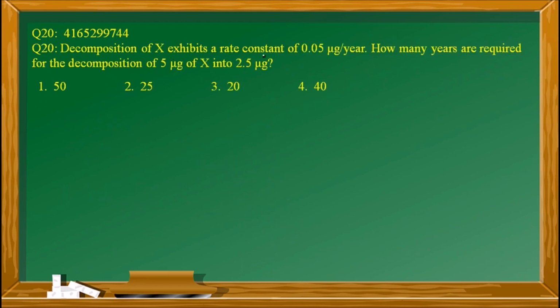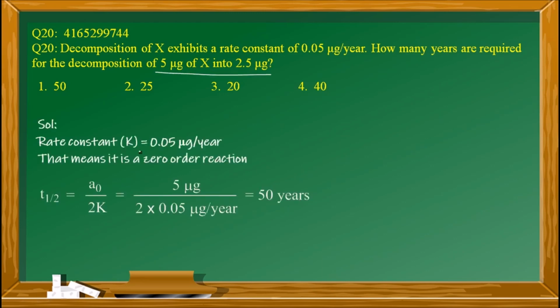Decomposition of X exhibits a rate constant of 0.05 micrograms per year. How many years are required for the decomposition of 5 micrograms of X into 2.5? They are asking half-life. Very simple question, friends. Just calculate: the rate constant is given as 0.05 micrograms per year. That means it is a zero order reaction. Yes, we know the zero order equation is t half equal to A0 by 2k. What is the A0, the amount? They have taken 5 micrograms by 2, and the rate constant is 0.05 micrograms per year. Just calculating this, what you are going to get? 50 years. So option number 1, which has 50, is the correct option, friends.